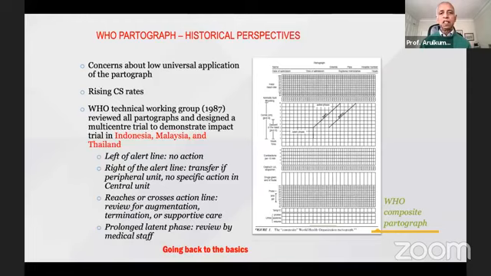As you can see, the alert and action line 4 hours to the right, the fetal parameters on the top, and the maternal parameters down below. So they decided on the left of the alert line, no action; right of the alert line, transfer to the peripheral unit; if it reaches the action line, review for augmentation. So you have to wait till it reaches the action line. The prolonged latent phase is just a review by medical staff, and we established it at 8 hours.